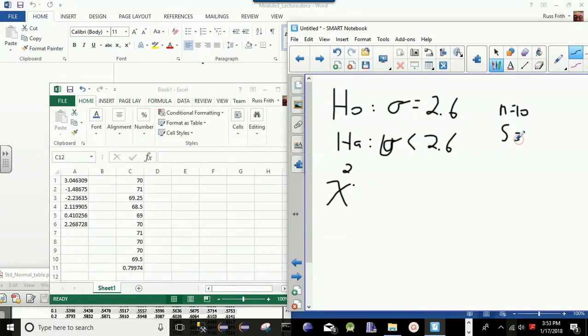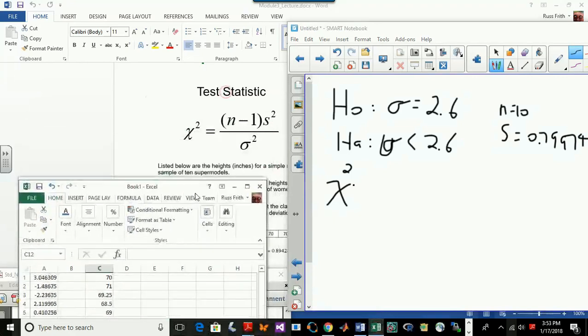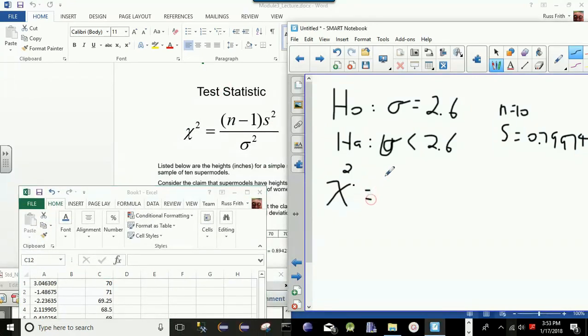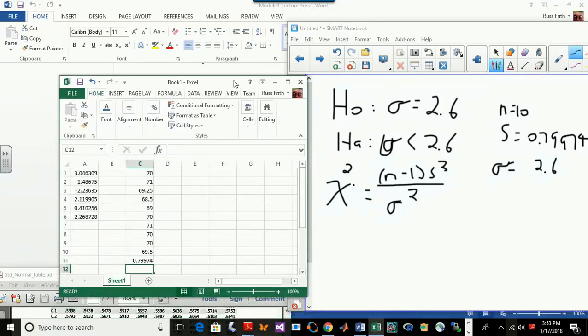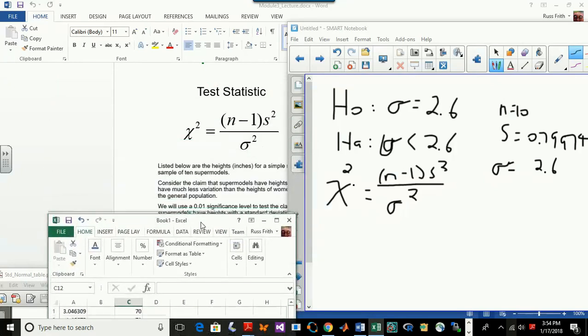So s is equal to 0.7994. Okay, and what else do we need? Chi-squared is equal to n minus 1 times s squared divided by sigma squared. And sigma, of course, is 2.6. So we have all the data to calculate our test statistic. And alpha was 0.01.